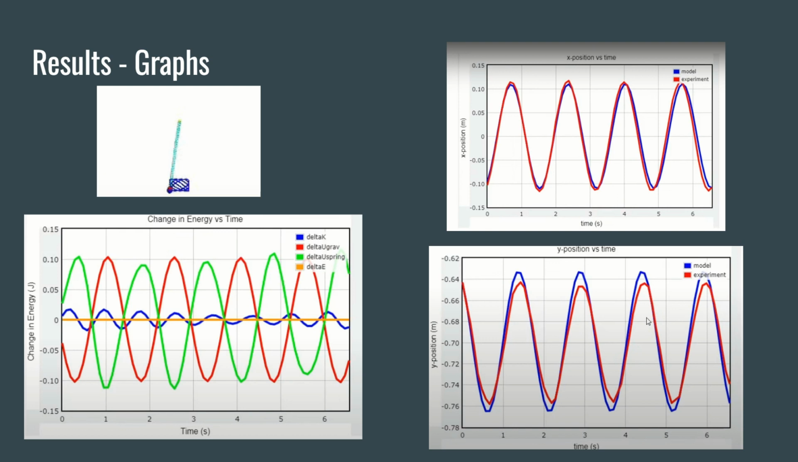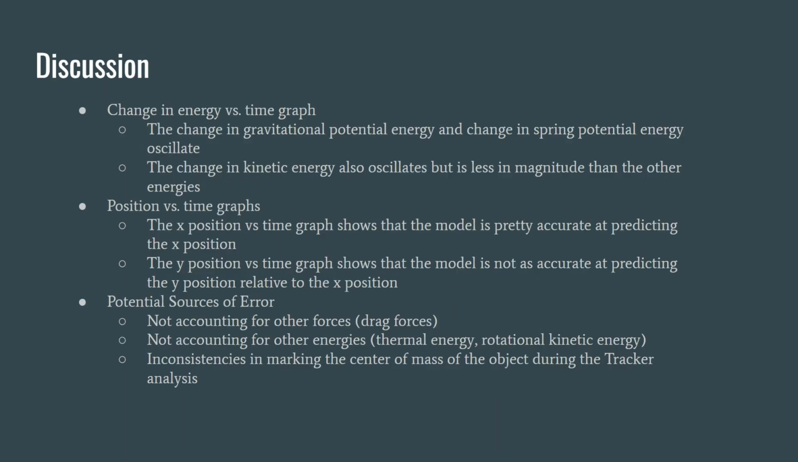As we can see from the results, the change in gravitational potential energy is kind of a reflection across the x-axis of the change in potential energy of the spring. So they have opposite signs, and delta K is very small compared to these two. You can also see that delta E is 0 the whole time, as we mentioned before. We can also observe that the predicted motion and the observed motion are very similar in the x position versus time graph, while in the y position versus time, the model analysis and the experiment analysis differ more. The change in gravitational potential energy and change in spring potential energy oscillate, while the change in kinetic energy also oscillates, but is less in magnitude than the other energies.